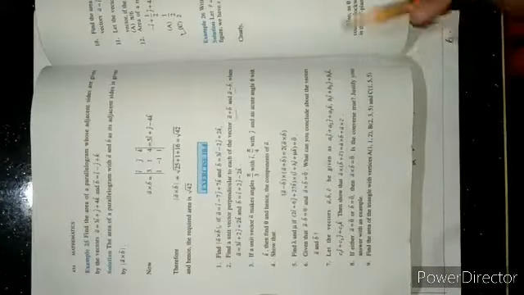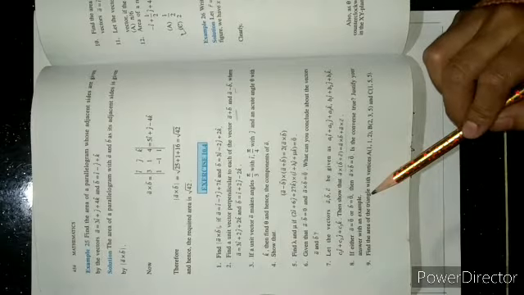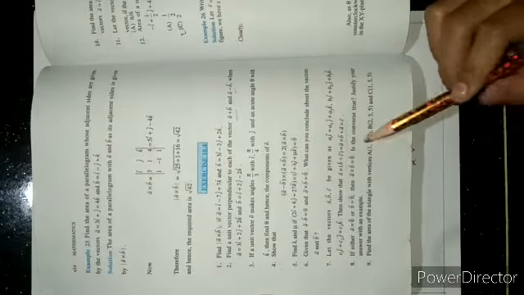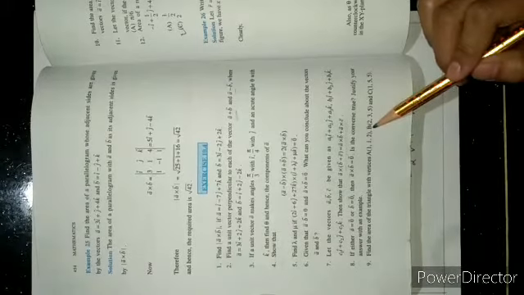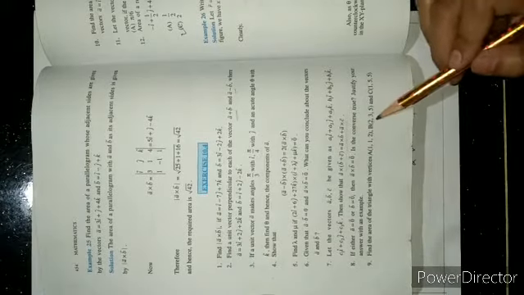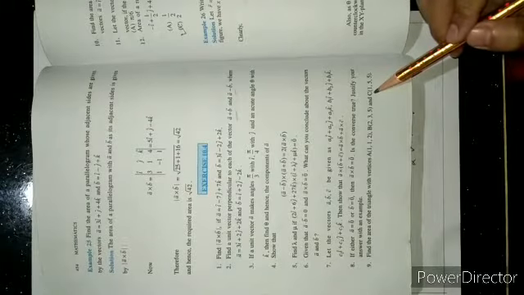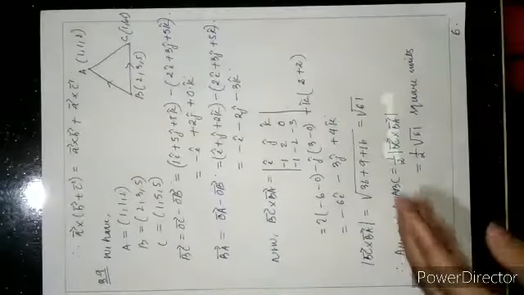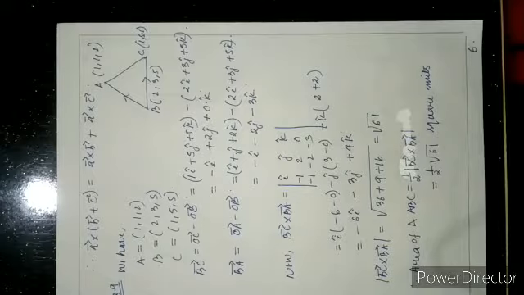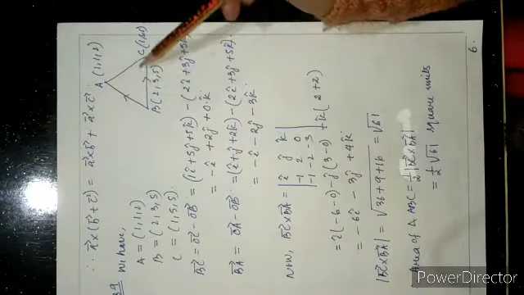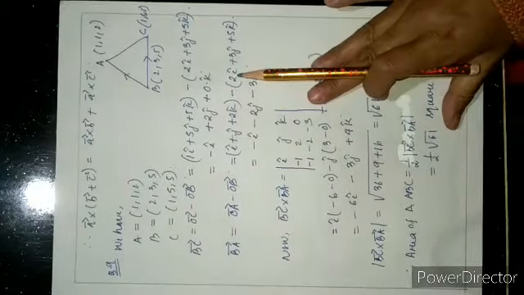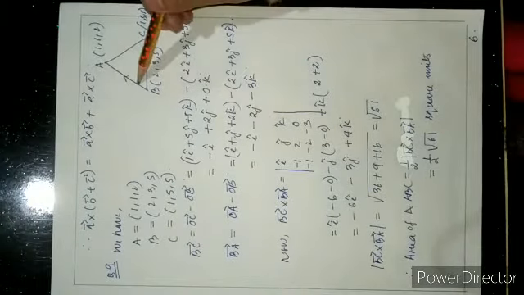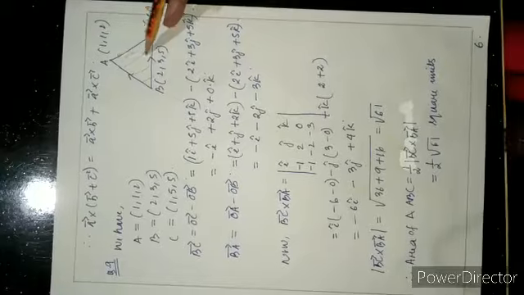Here is the last question, question number 9. Find the area of the triangle with vertices A with coordinates 1, 1, 2. Then point B coordinates are 2, 3, 5. And the point C coordinates are 1, 5, 5. There is a triangle ABC. Find the area of the triangle ABC.